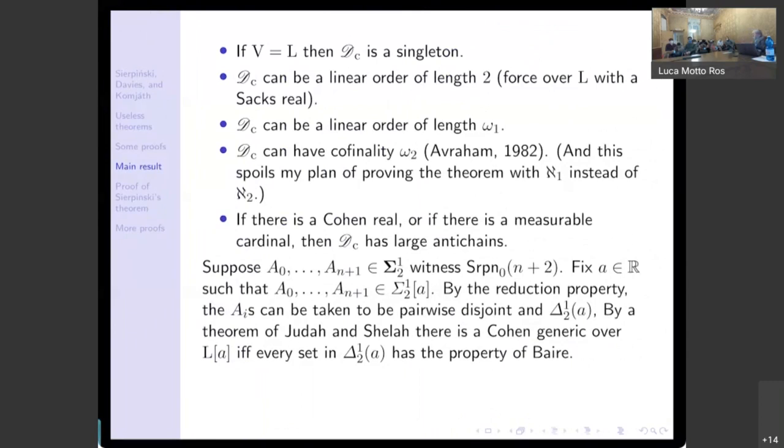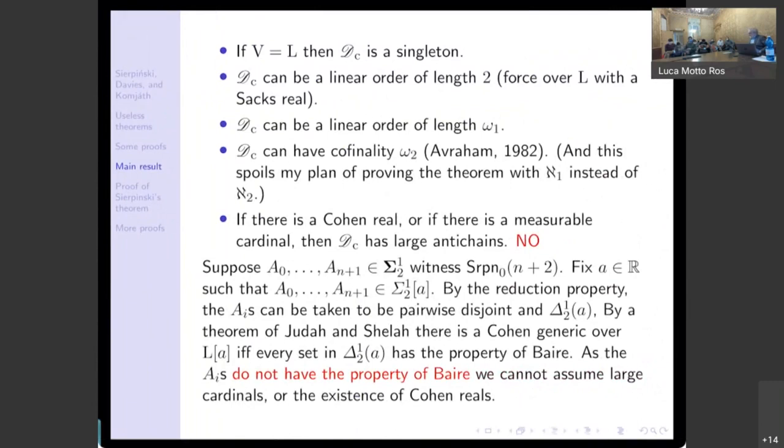But these sets cannot have the property of Baire. This Sierpiński decomposition, they are non-Lebesgue measurable, they're ugly, they're bad, although they're geometrically not so bad. And therefore, we cannot have a Cohen real. This is the reason a Cohen real is not available. Measurable cardinals, forget about that, because then you get sigma 1, 2 Lebesgue measurability and the property of Baire, and that's against this statement. So you have to do it in ZFC. We cannot assume large cardinals or the existence of them.